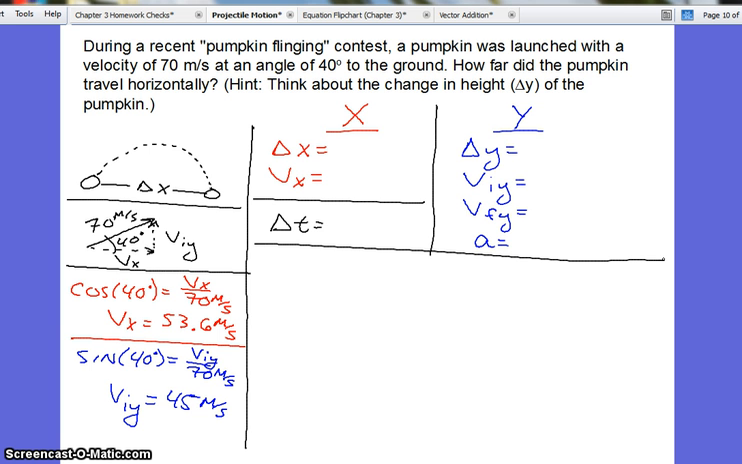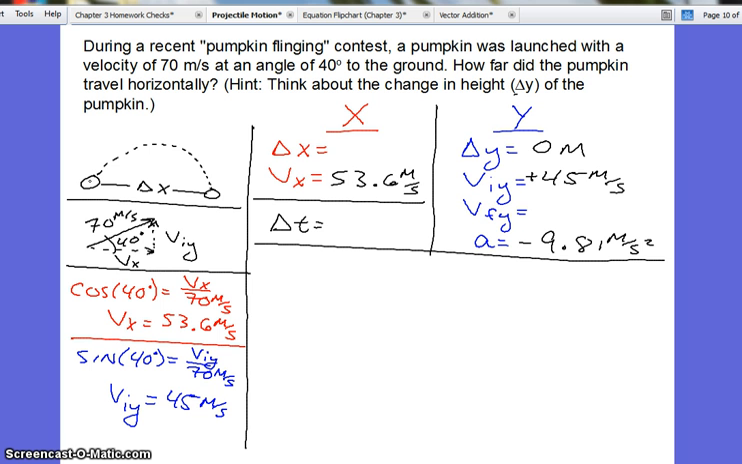So first thing, we always know the acceleration, negative 9.81 meters per second squared. That doesn't change as long as it's moving through the air. We just solved for the x velocity, which is 53.6 meters per second. And here we solved for the initial y velocity, which is 45 meters per second, and it is up, so it is positive. So that's the big difference. The initial y is not 0 anymore. We also know, as my hint said, that it ends at the same height at which it started, so delta y is 0.